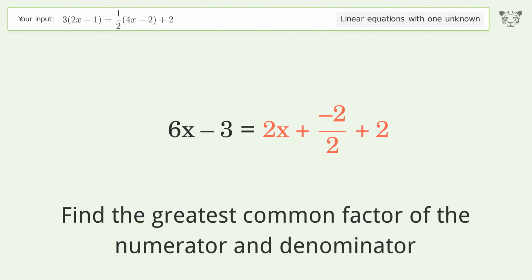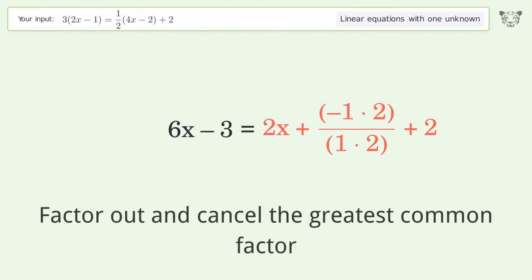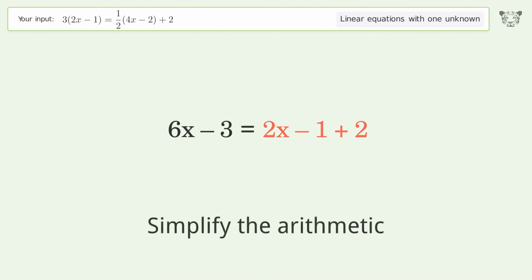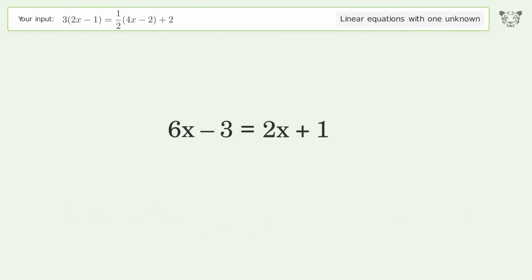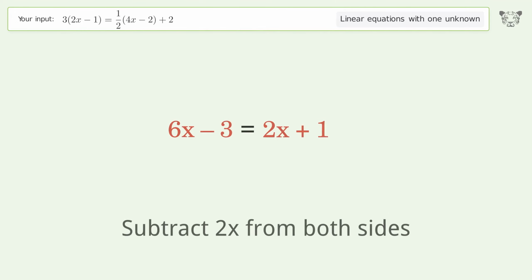Find the greatest common factor of the numerator and denominator. Factor out and cancel the greatest common factor. Simplify the arithmetic. Group all x terms on the left side of the equation. Subtract 2x from both sides.